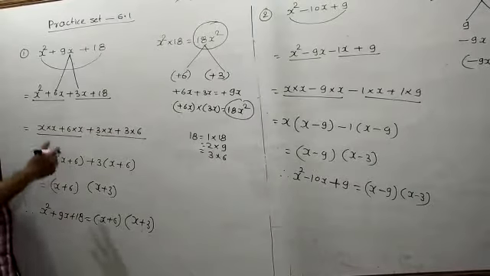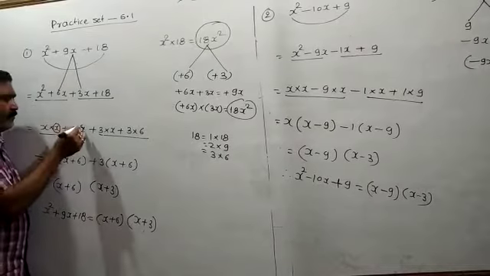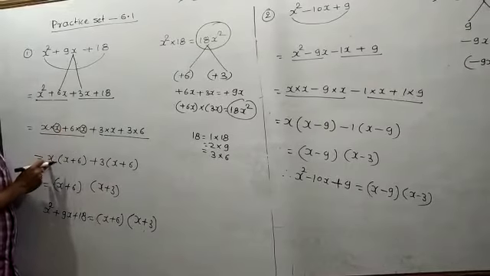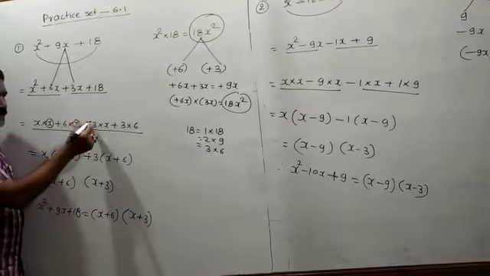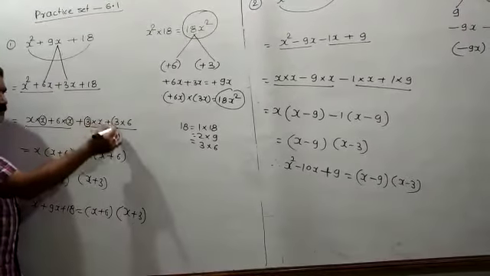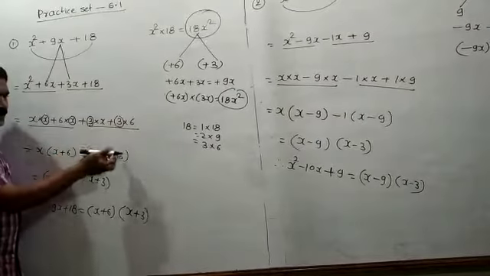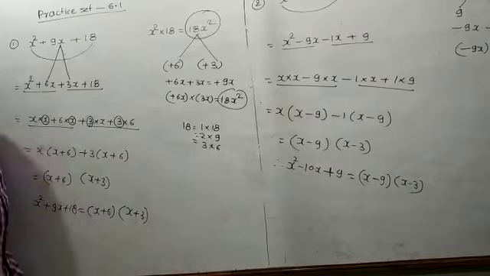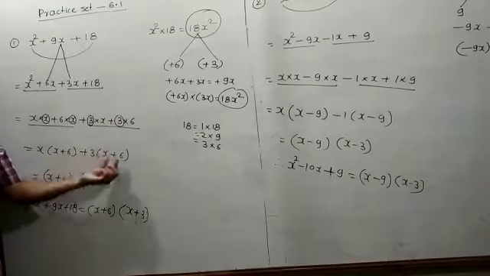Take out common from the first two terms. Here x will come common from the first two terms. So if x comes common, at that time x plus 6 you have to write in round bracket. Here from the last two terms 3 will come common. If 3 comes common, at that time whatever remaining thing you have to write in round bracket, x plus 6 you have to write in round bracket. If plus comes common, at that time the sign will not change.